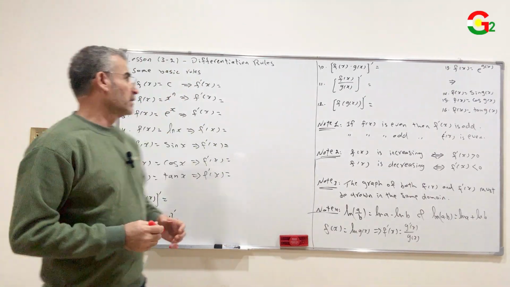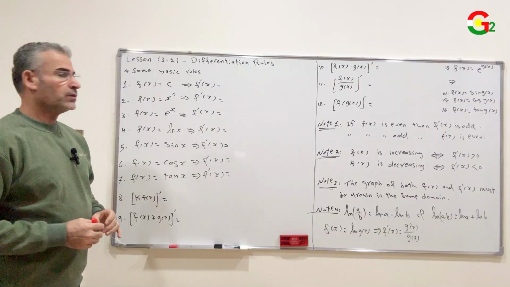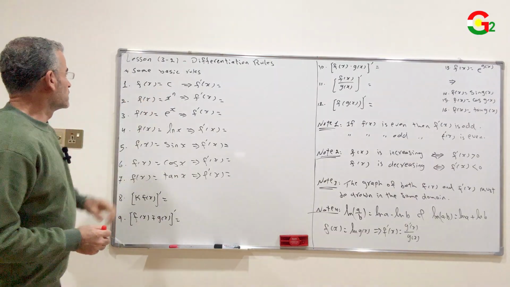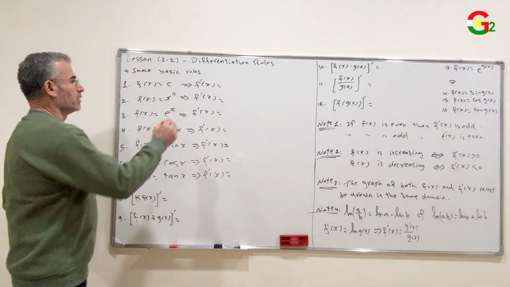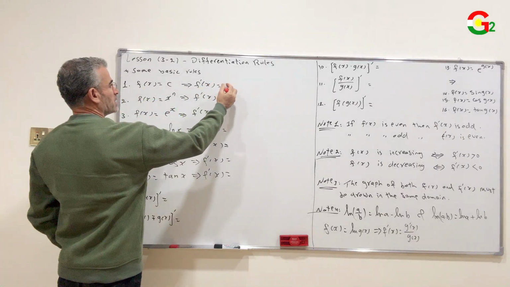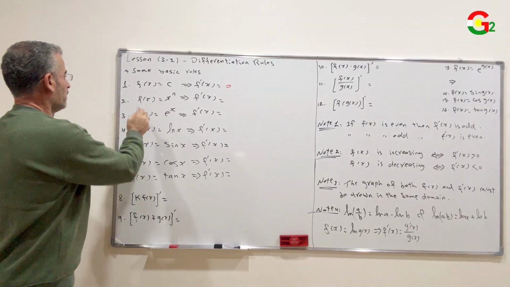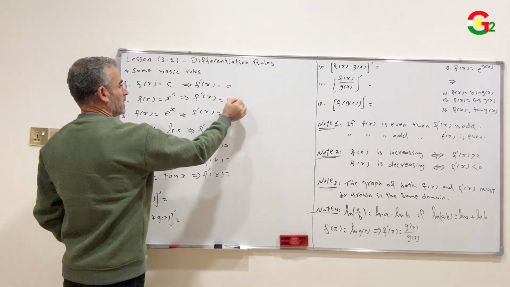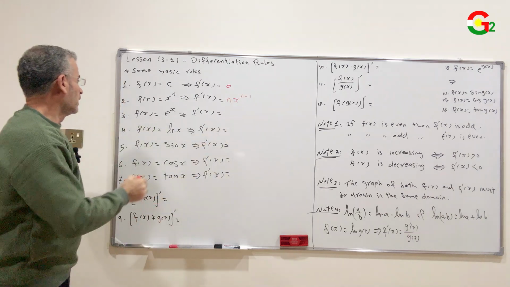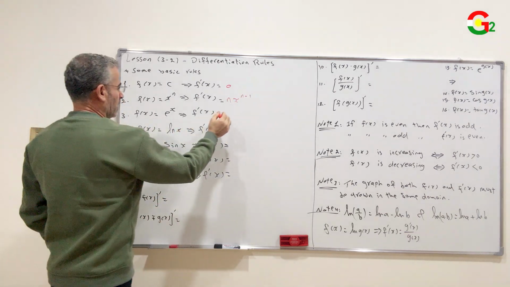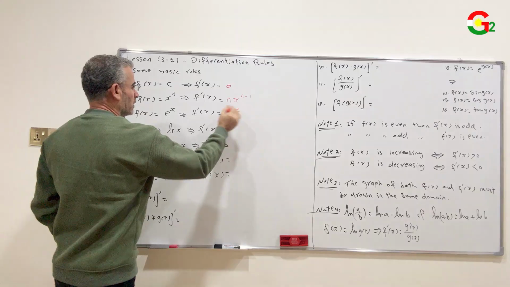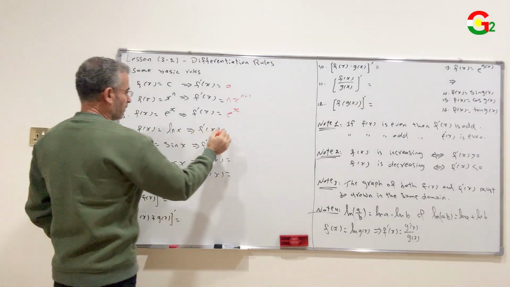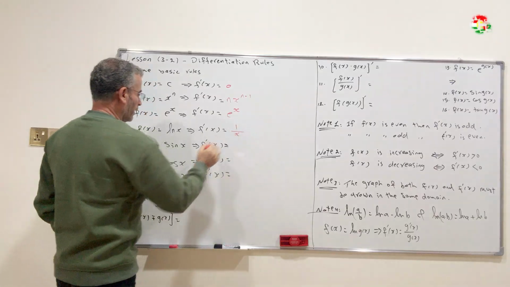The headline of this lesson is differentiation rules. Lesson 3.2, some basic rules. If f of x equals c, a constant number, then f prime of x equals 0. If f of x equals x to the n, then f prime of x equals n x to the n minus 1. If f of x equals e to the x, then f prime of x equals e to the x. If f of x equals ln x, then f prime of x equals 1 over x.